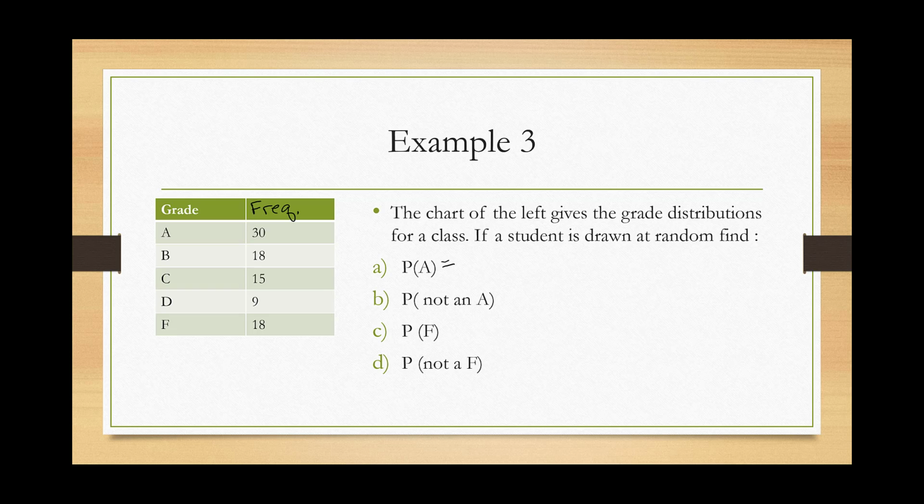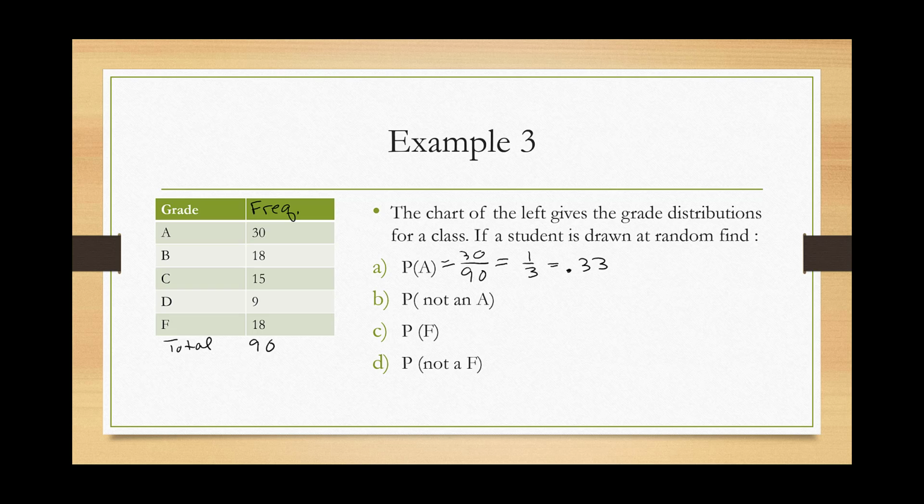So the probability is there are 30 students who made an A, and we first need to know the total. So if we add 30, 18, 15, 9, and 18, this gives me a total of 90. So my probability of A is 30 over 90. We could reduce that to 1 over 3. And this time, let's do some decimals. So I'm going to put that as 2 decimal places as 0.33.